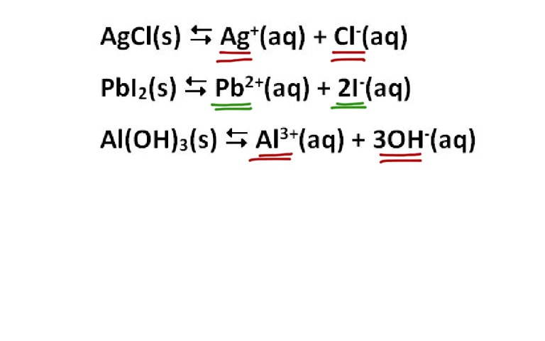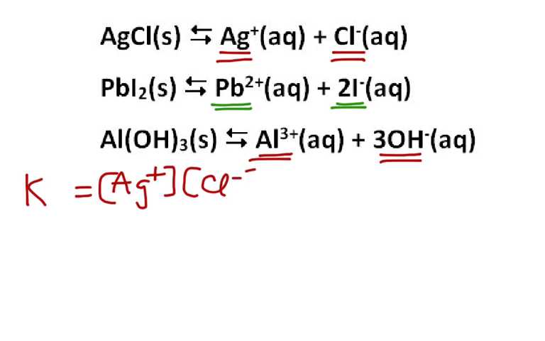So we would go back now and say, what is our Ksp expression for this? And this just follows the rules we've seen before. Now we say the K is the concentration of the products over the reactants raised to the power of their coefficients. So this would be the concentration of Ag+ times the concentration of Cl-. But we're not going to put it over anything because what we have here is a solid, and we know that solids do not enter into our K expression.